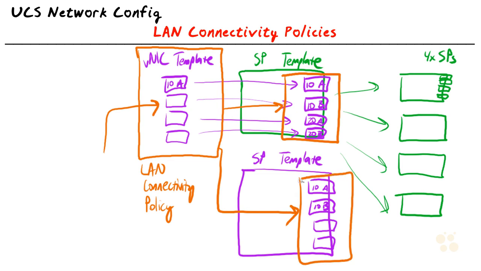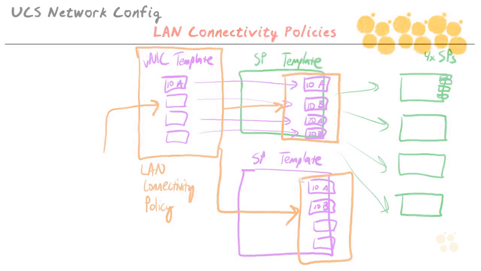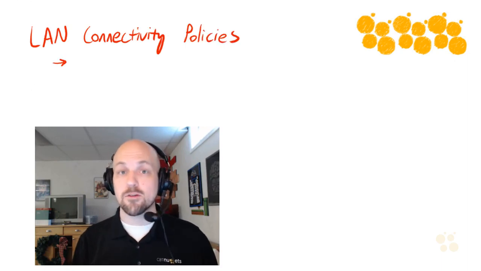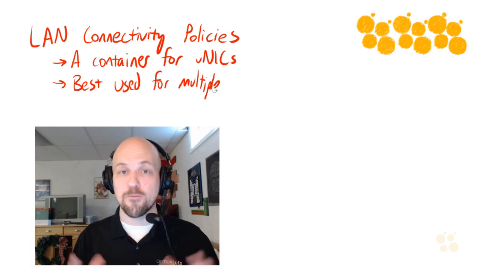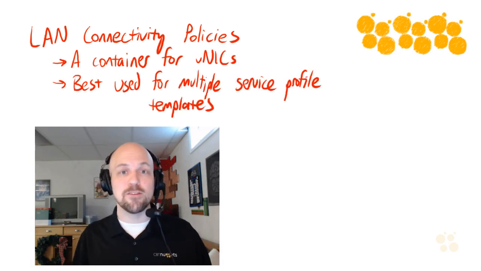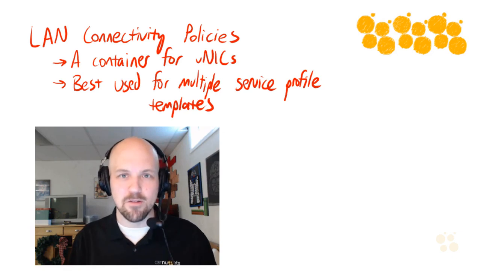So if we only have one service profile template in our environment, none of these VNIC templates or LAN connectivity policies are going to help us a whole lot. But if we have multiple service profile templates, then this can start to really come into play and help us save a lot of time and energy. LAN connectivity policies are another tool in the belt that Cisco gives us to help scale our configuration and make our lives a little bit easier and more efficient. And remember, it really only comes into play if we have multiple service profile templates. If we only have one service profile template, there's not a big reason to use LAN connectivity policies.